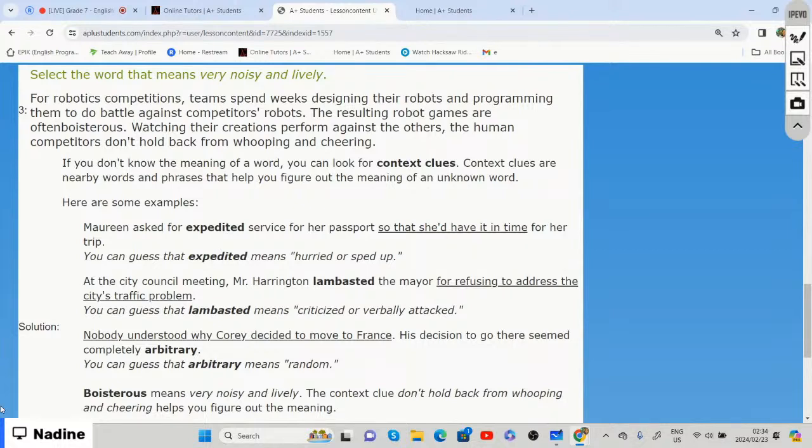And remember, we said with context clues, you're going to have to find the clues for a specific word that you don't understand within the sentence, or within noun phrases or certain phrases, right? And especially the word boisterous. It says the resulting robot games are often boisterous, right? And the word boisterous means that it is lively and also noisy.